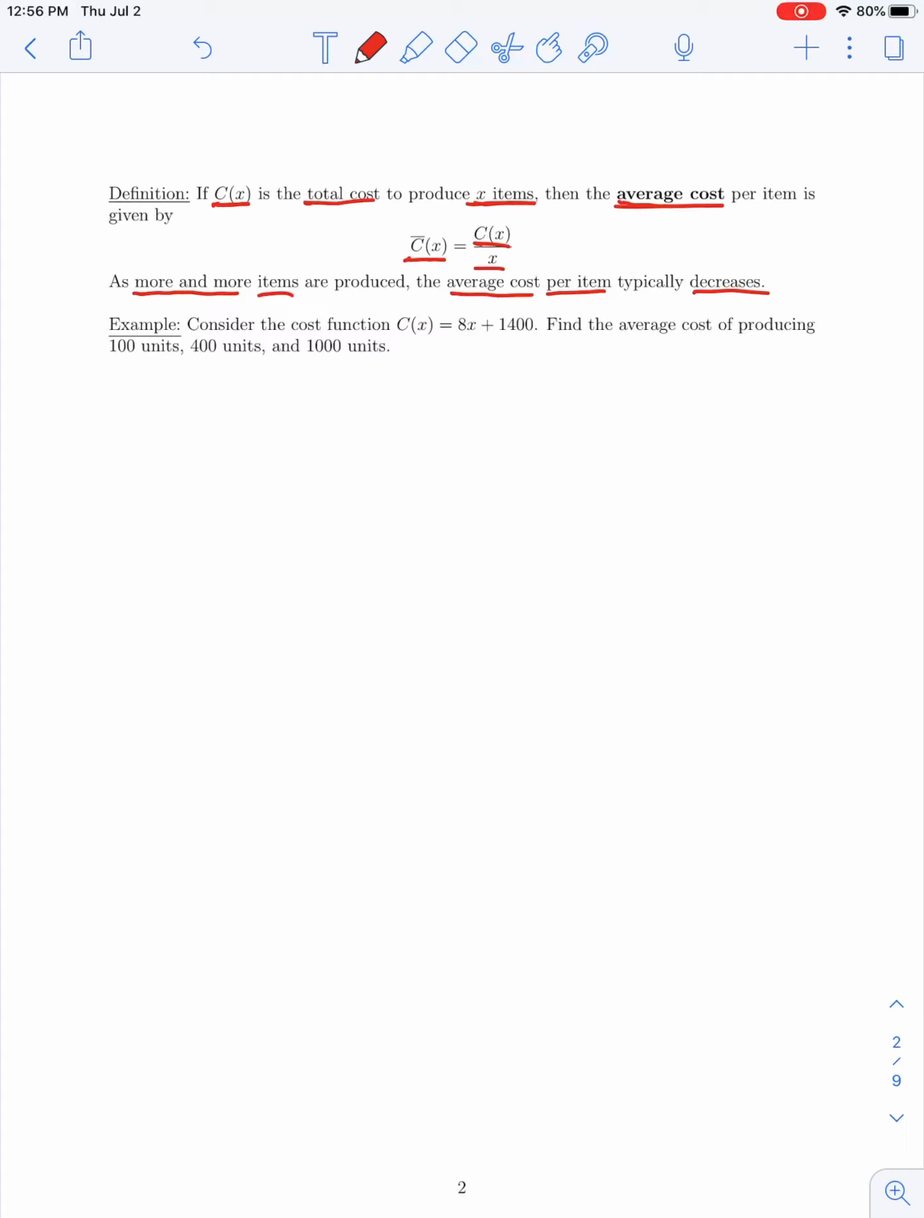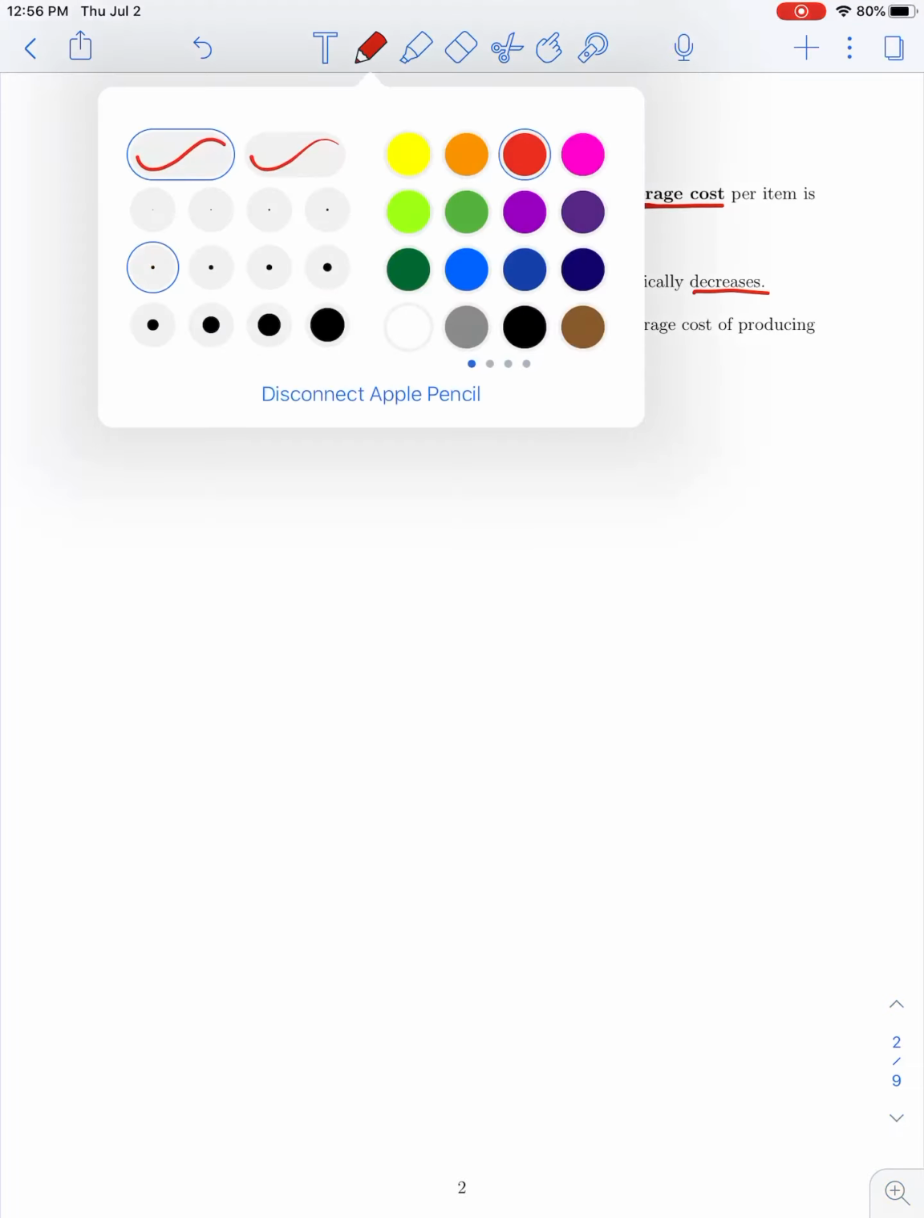So in this next example, we're given a cost function, C of x is equal to 8x plus 1400, and we're asked to find the average cost of producing 100 units, 400 units, and 1,000 units. So let's start by finding our average cost function.